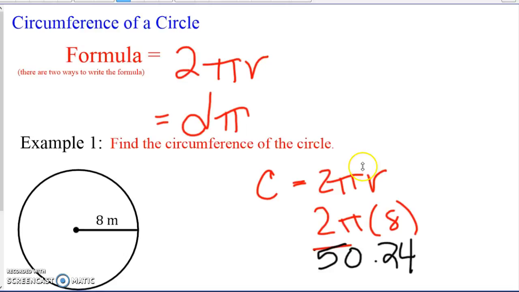Sorry about that, my pen didn't work. You would get 50.24. And since it's circumference, we want to say meters.